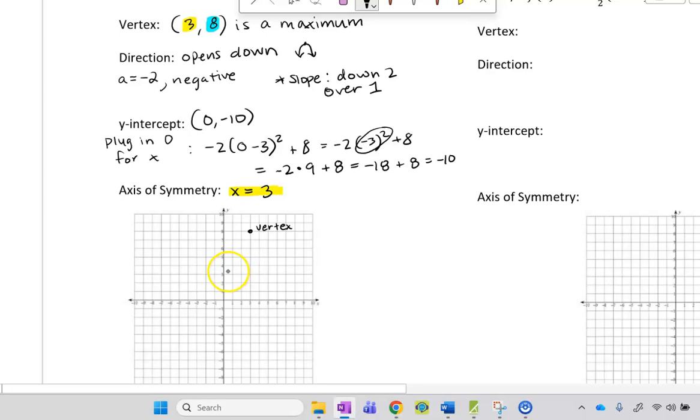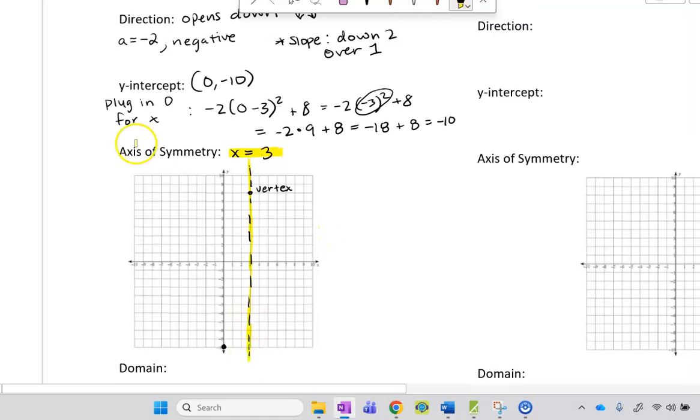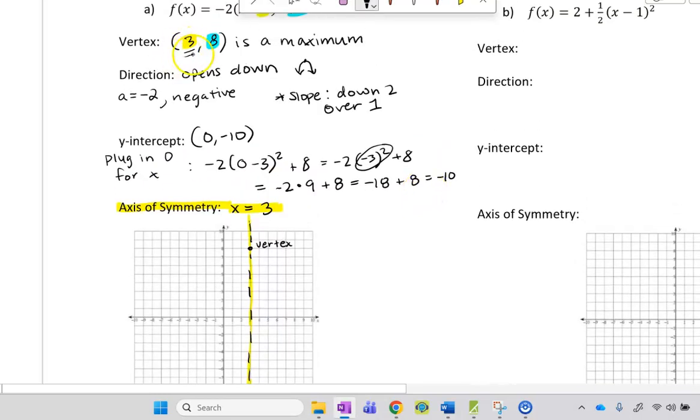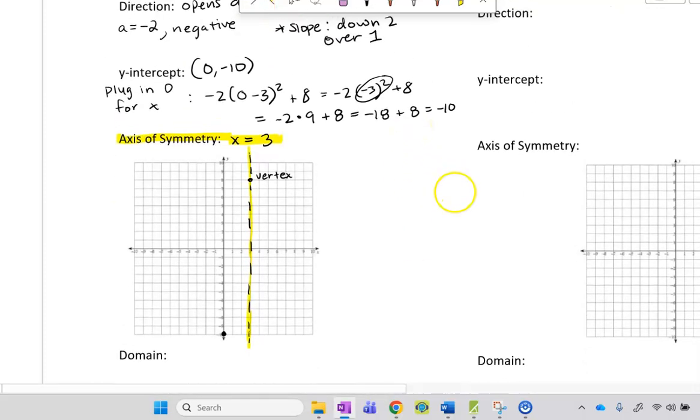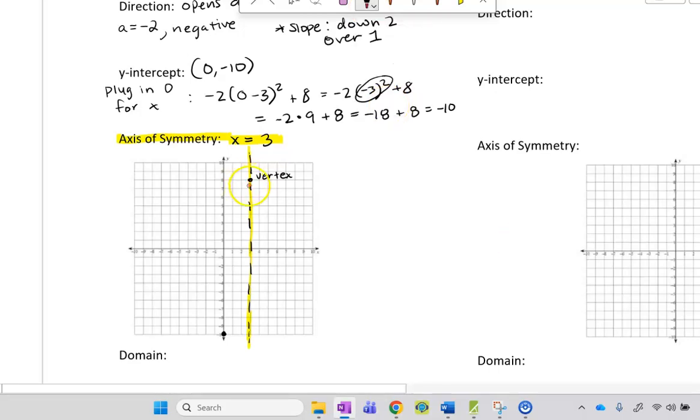I'm going to also plot my y-intercept at 0, -10, which is pretty far away. So the next thing I would do, if you're stuck and don't know what to do next to connect this thing, is make a dashed line for my axis of symmetry. I'm going to color code it the same color as I have axis of symmetry already. That way I know my yellow line corresponds with axis of symmetry, which also corresponds with the x value in my vertex. Okay. I would use the slope at this point, down 2 over 1, to get 2 more points.